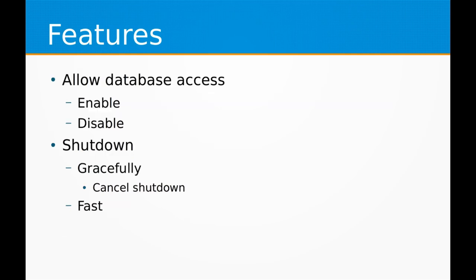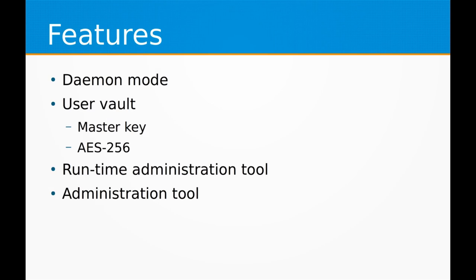Access to a database can be turned off and enabled again. And we can perform either graceful shutdown, which allows all existing clients to finish, or a fast shutdown that will do the shutdown at once. pgagroal can run in daemon mode, allowing it to be run in the background. User vaults are done using a master key and AES 256 symmetric encryption. And there is a runtime tool to control pgagroal and an administration tool to create the master key and the vaults.